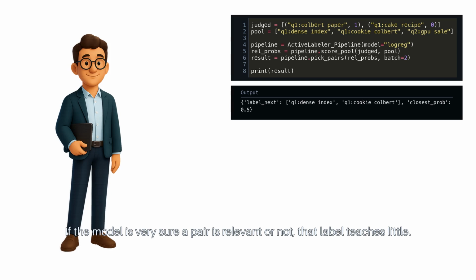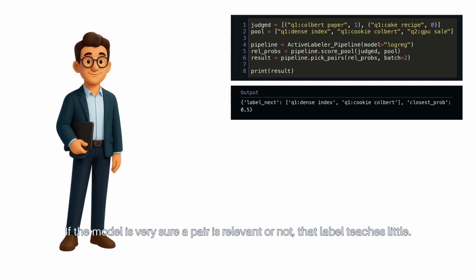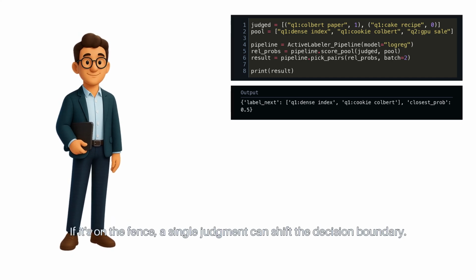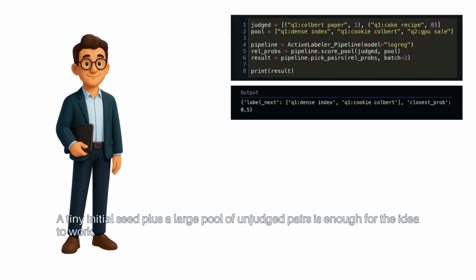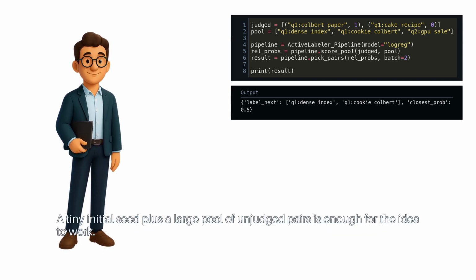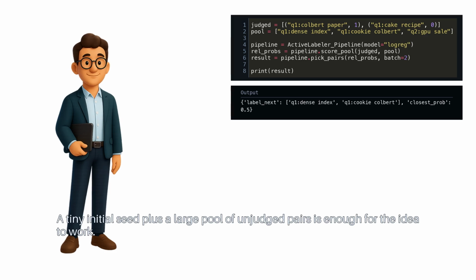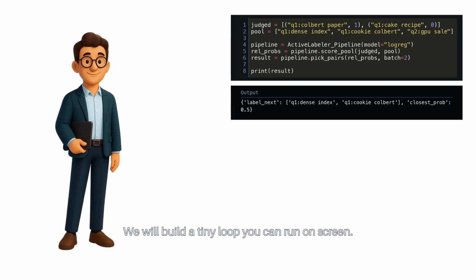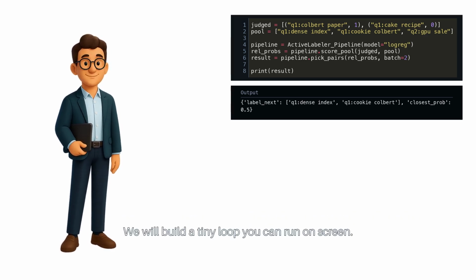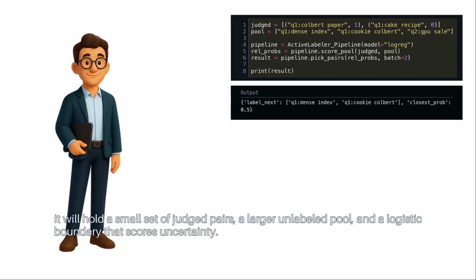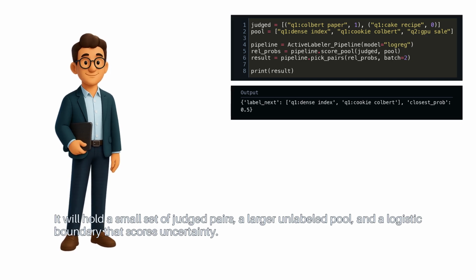If the model is very sure a pair is relevant or not, that label teaches little. If it's on the fence, a single judgment can shift the decision boundary. A tiny initial seed plus a large pool of unjudged pairs is enough for the idea to work. We will build a tiny loop you can run on screen. It will hold a small set of judged pairs, a larger unlabeled pool, and a logistic boundary that scores uncertainty.